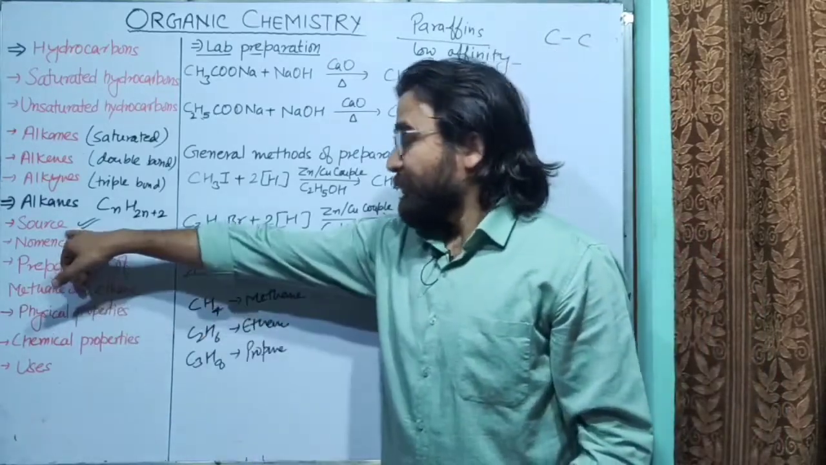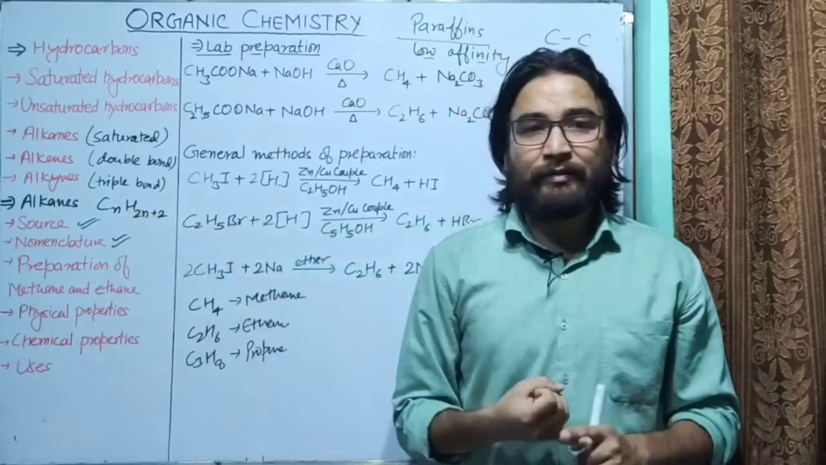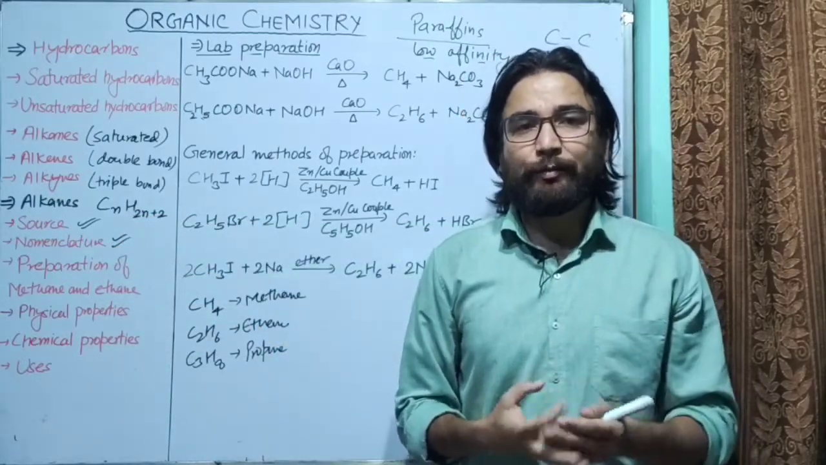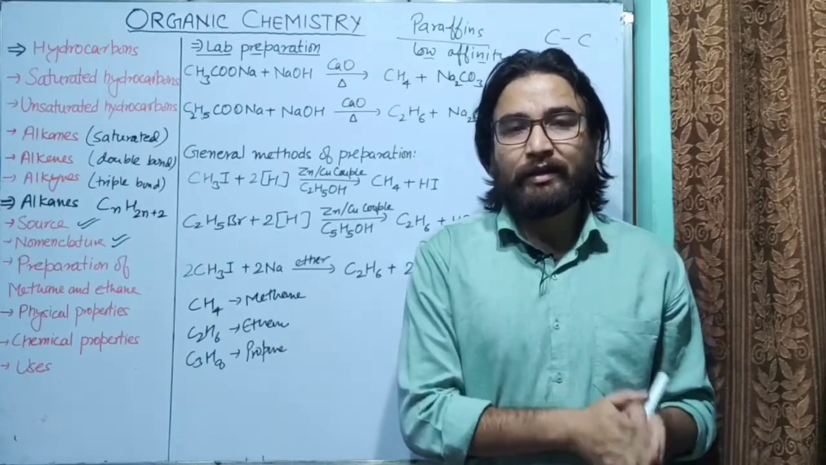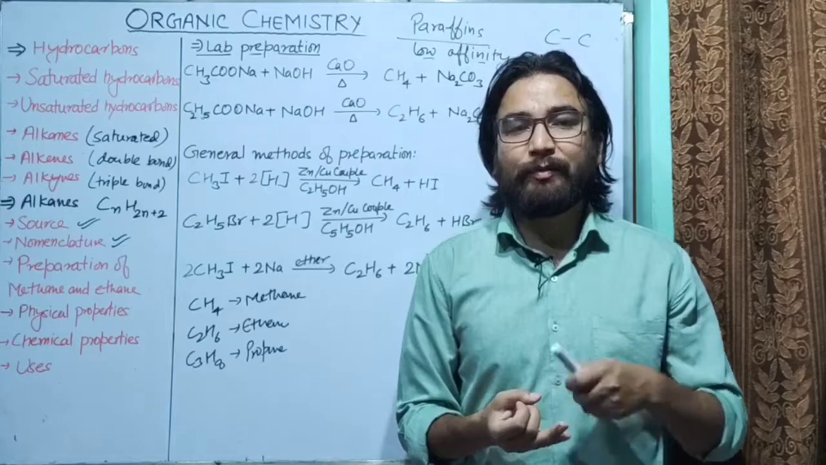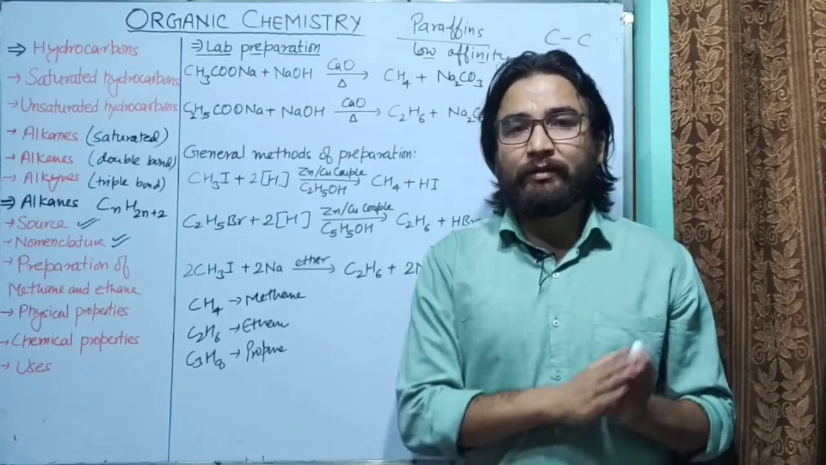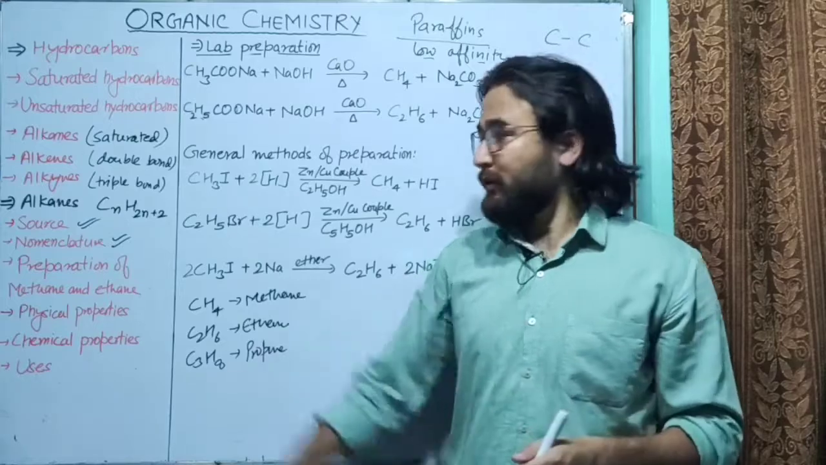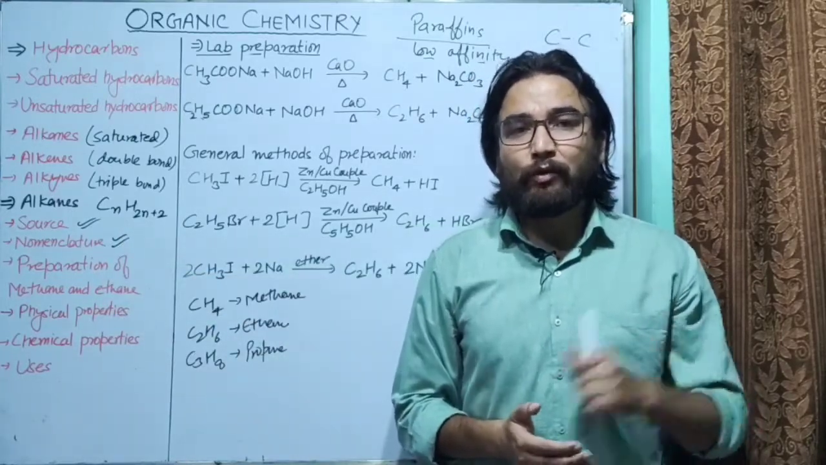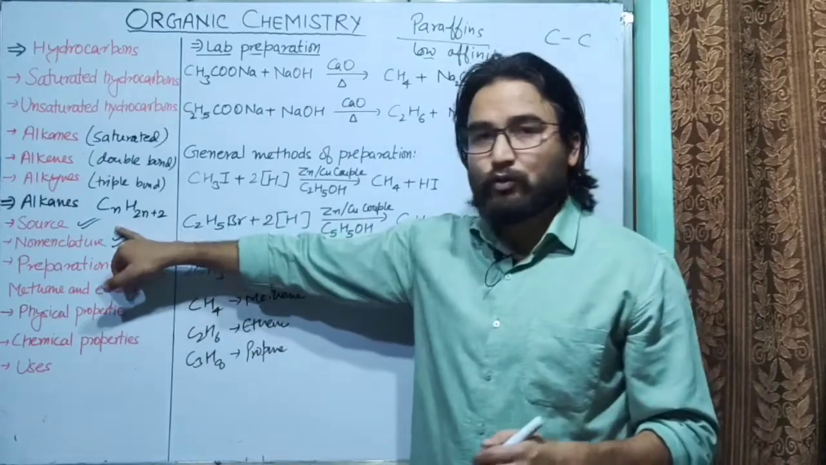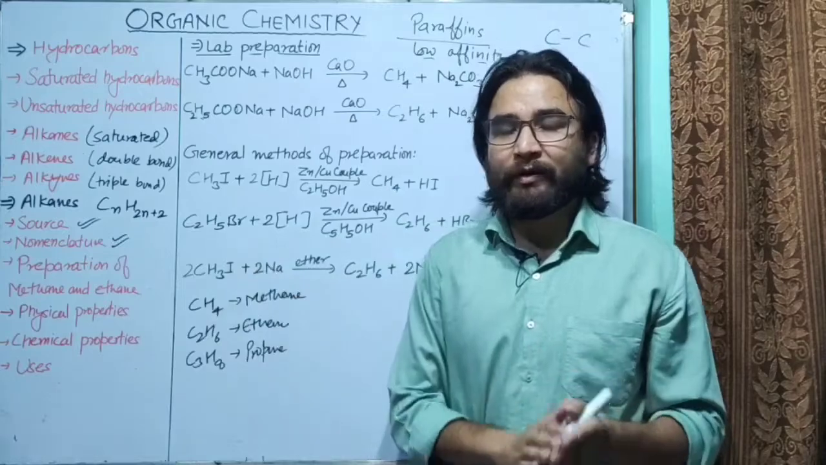Now if we talk about the source, the main source of alkanes is natural gas and petroleum products. So generally alkanes are obtained from natural gas and petroleum products. For example, methane, ethane, propane, these gases are obtained in natural gas, while the other higher alkanes can be obtained in petroleum products. So these are the sources of alkanes. Alkanes can also be found in coal pockets.